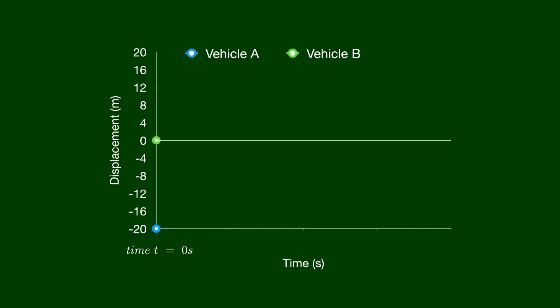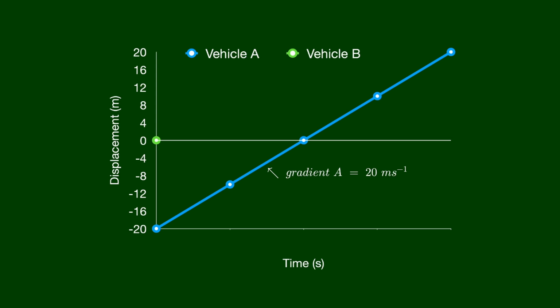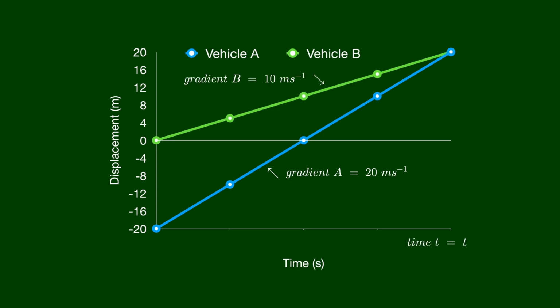Let's draw a displacement time graph and solve the problem. At time t equals 0, vehicle A is 20 meters behind vehicle B. This is shown on the graph, in the negative y direction. The velocity of vehicle A is 20 meters per second. Therefore, the gradient of line A is 20 meters per second. The velocity of vehicle B is 10 meters per second. Therefore, the gradient of line B is 10 meters per second.